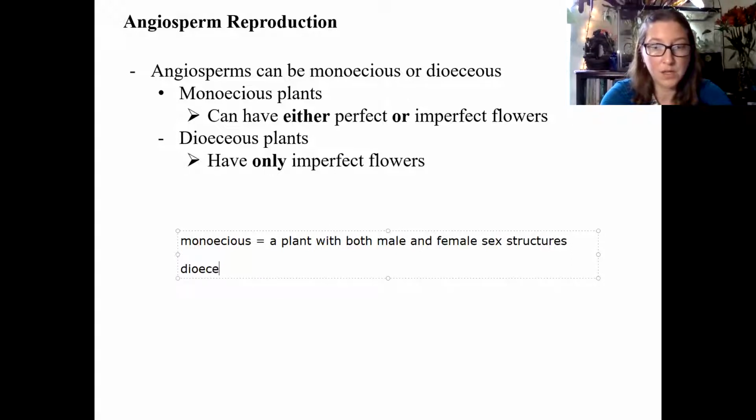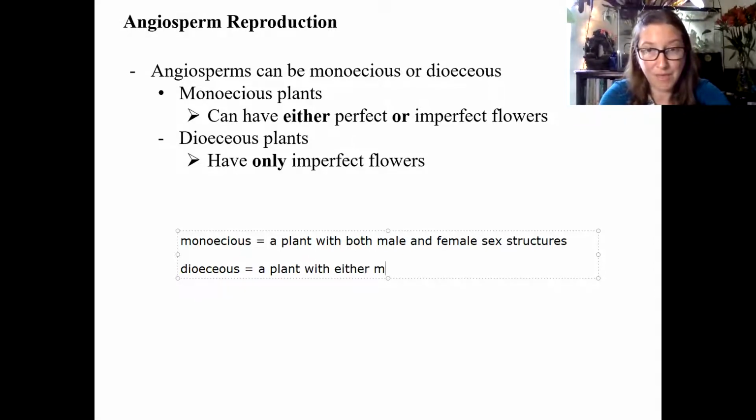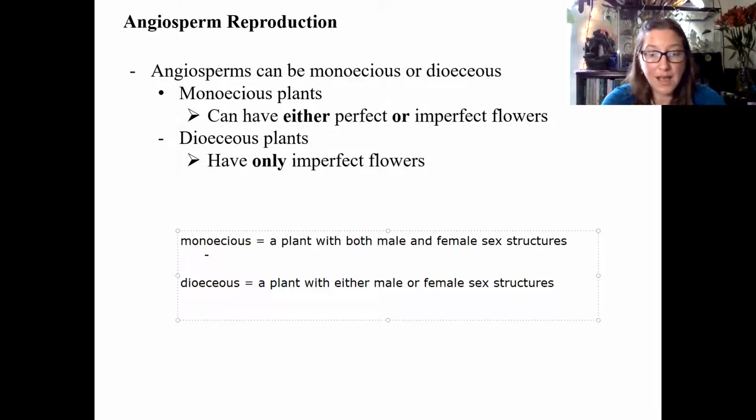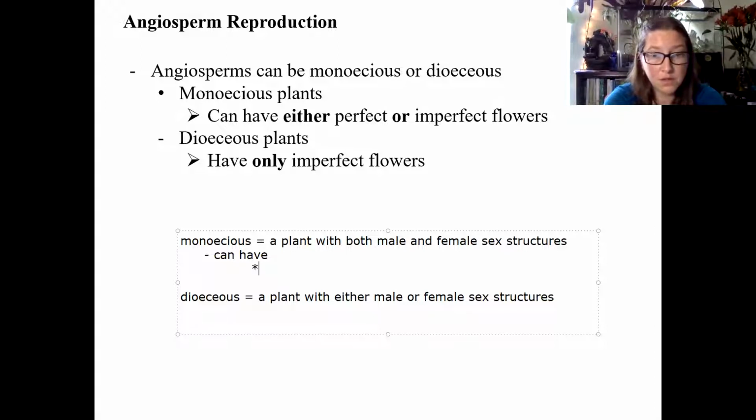Dioecious is a plant with either male or female sex structures. So if you're a monoecious plant, you have on your plant both male and female sex structures. But that means that you can have perfect flowers, because the perfect flowers have both male and female sex organs on them.